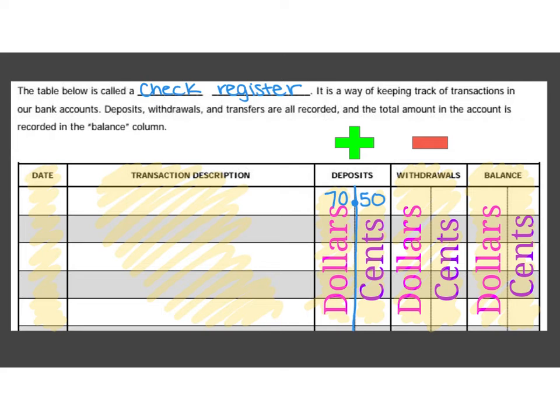When you're recording a transaction on your check register, you will either place the dollar amount in the deposit column or the withdrawal column. You would not place the dollar amount in both because the money would either be put into the account or out of the account. You will always fill out the balance column to figure out your new ending balance.